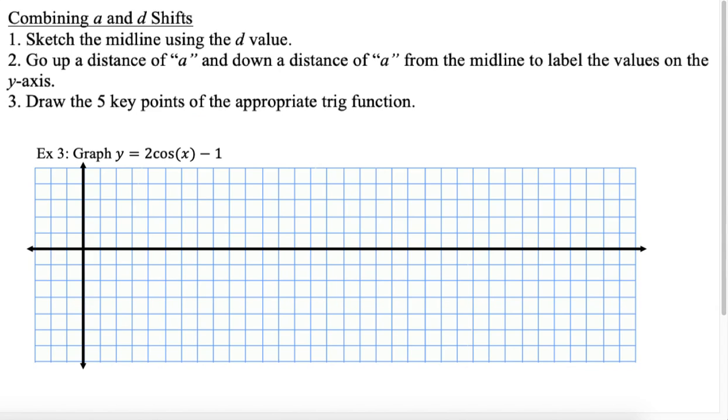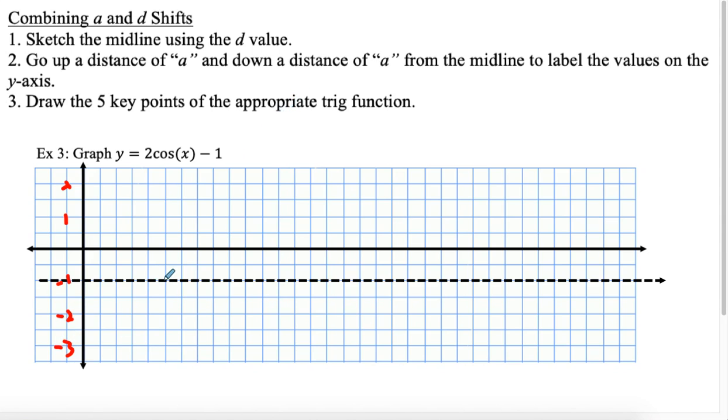Okay, so to do that, the very first thing that we want to do is sketch our midline. Here, I'm subtracting 1, that tells me the midline is going to be at -1. So I'm going to go ahead and sketch that in here. Right? So we'll put the midline in right here at -1. Okay, then I'll label my axes. So we're going 1, 2, then -1, -2, -3.